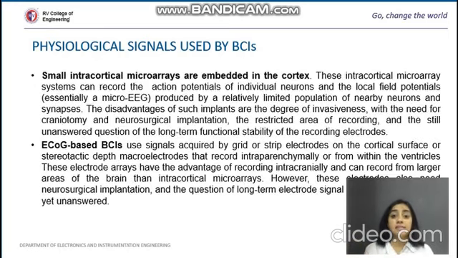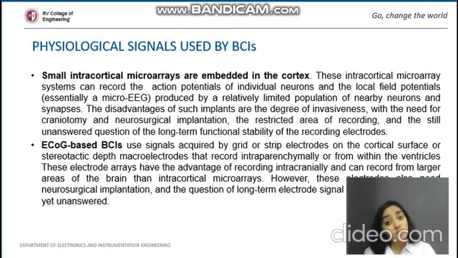So this gets us to the second signal that can be used. So this signal is captured by placing microarrays in the cortex of your brain. So this also has its own disadvantages, but then this can capture more accurate signals. But then the disadvantages are that this has a high degree of invasiveness. That is, the person has to undergo a neurosurgical procedure to implant these microarrays in the brain, and it covers only a small portion of the brain. So that is the disadvantage.